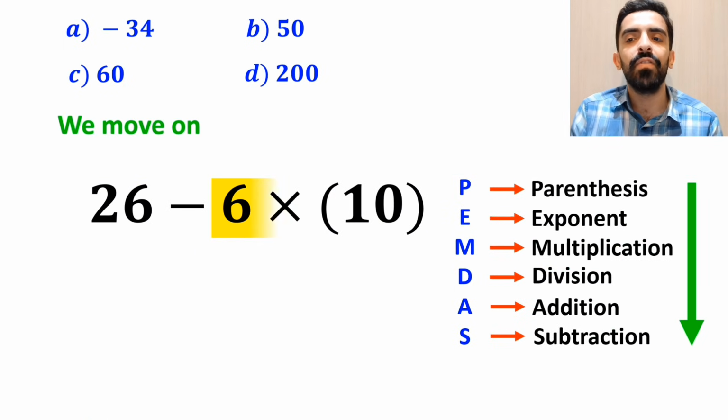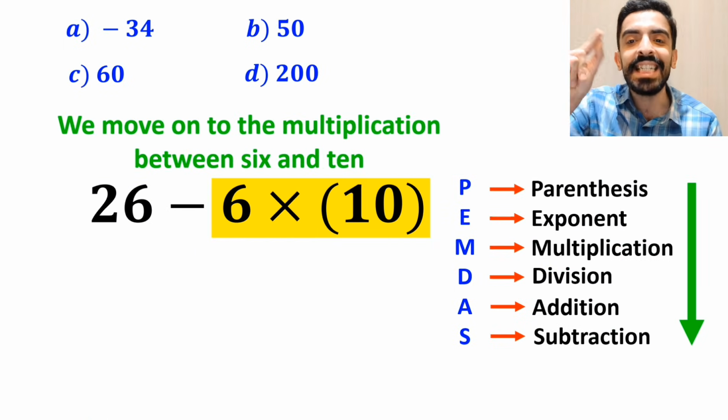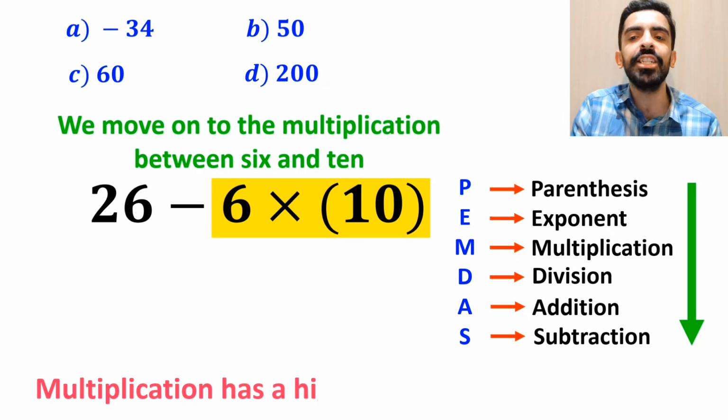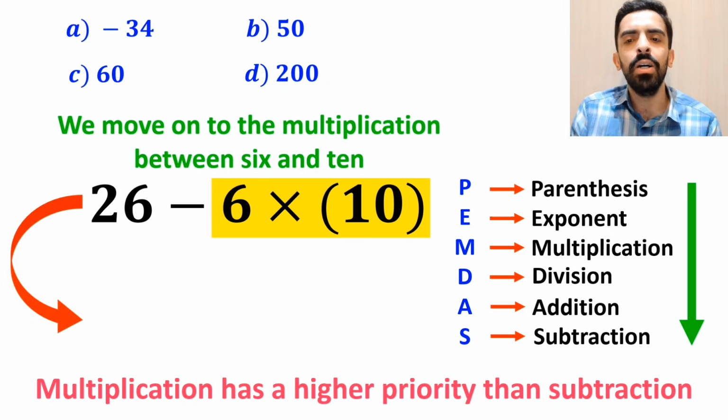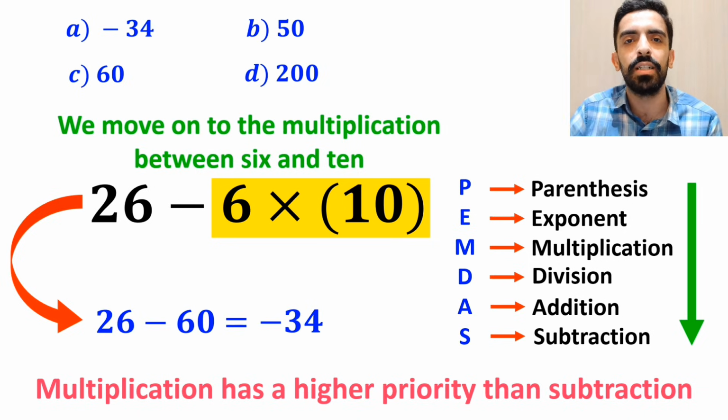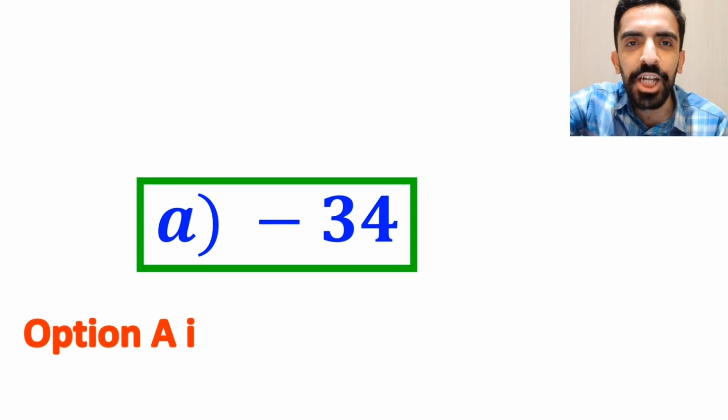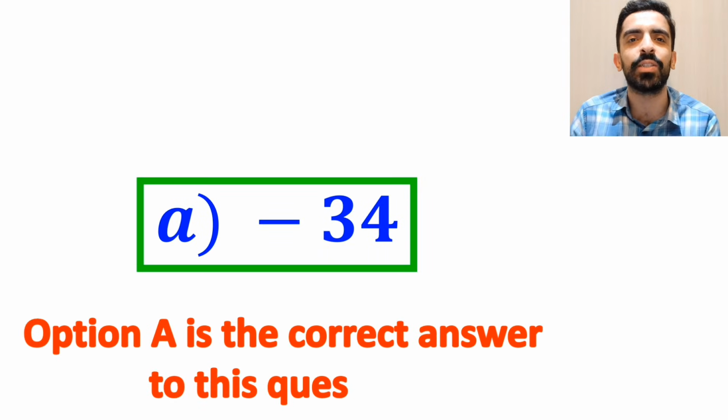And the next step, we move on to the multiplication between 6 and 10, because multiplication has a higher priority than subtraction. So, we write this expression as 26 minus 60, which finally gives us the answer negative 34. Therefore, option A is the correct answer to this question.